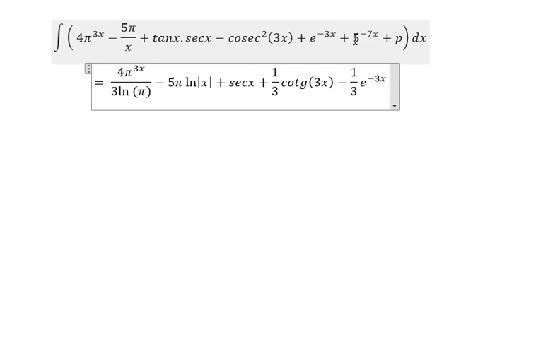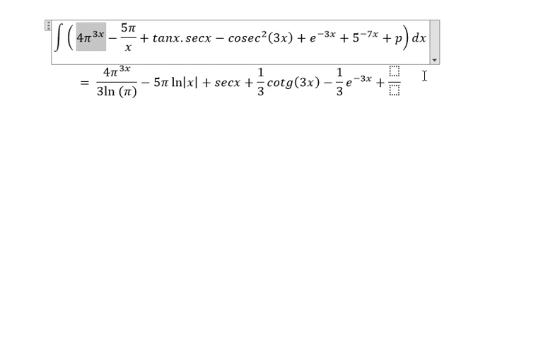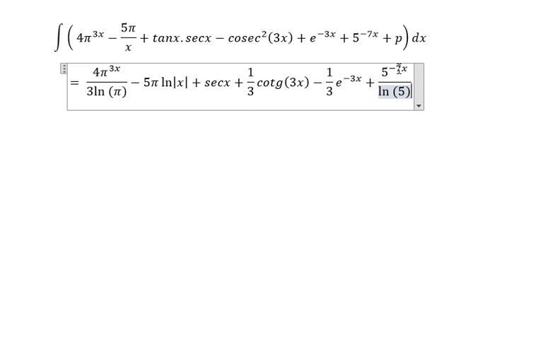Next, we have 5 to the power of negative 7x. So we have similar for this one too. So we put about this one in here. And we have ln of number 5. And we have the negative 7. We put negative 7 in here.